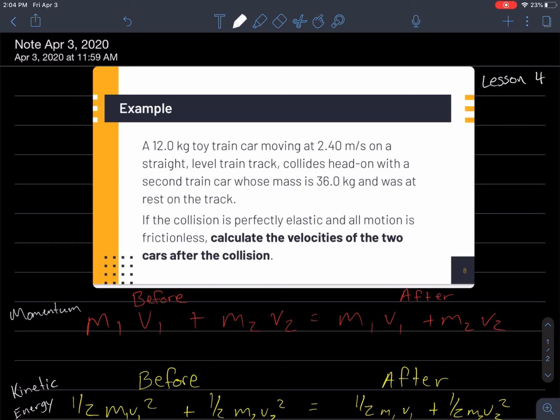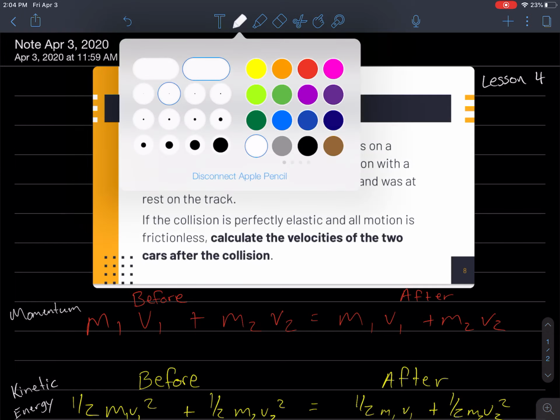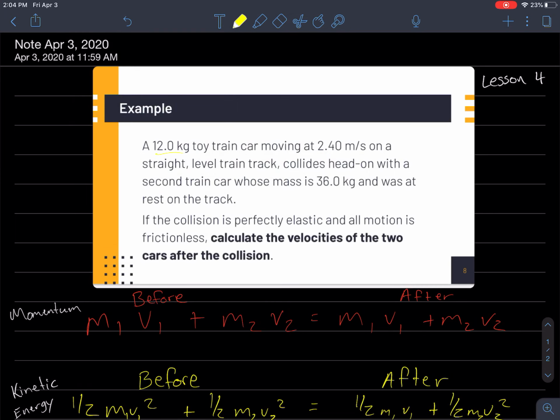is a little complex just in terms of how many steps it takes to solve this. But the main thing that we're looking at is two objects. One, you have a smaller object, this 12 kilogram toy train, right? And it's moving with a velocity of 2.4 meters per second. And then it collides head on with a much larger train that has 3 times its mass. And that was at rest, meaning that it was moving with 0 meters per second.